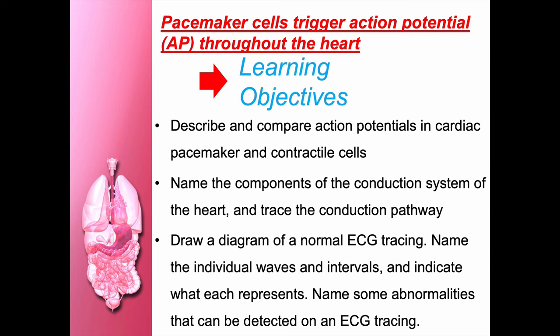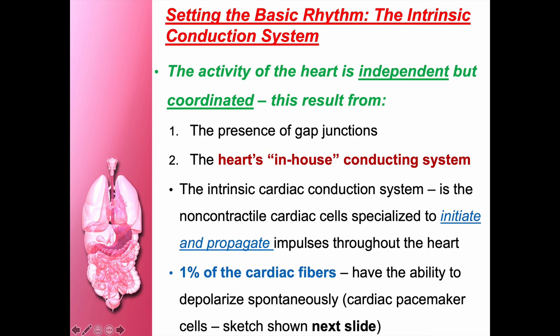So coming to the conduction system of the heart, in this objective you will describe and compare the action potential in the heart, pacemaker and contractile cells, name the components of the conduction system of the heart and trace the conduction pathway. You will learn about the ECG here and various types of activities of the ECG.